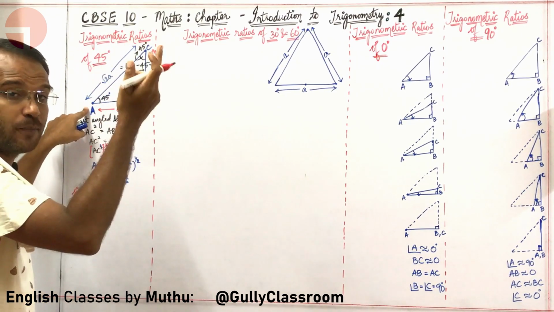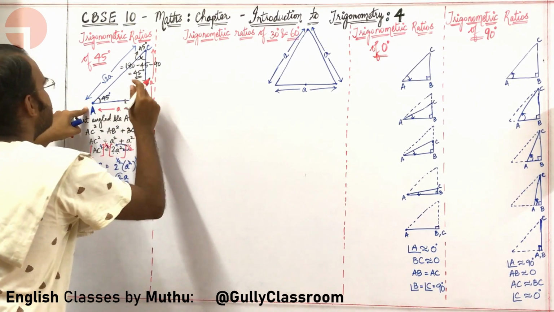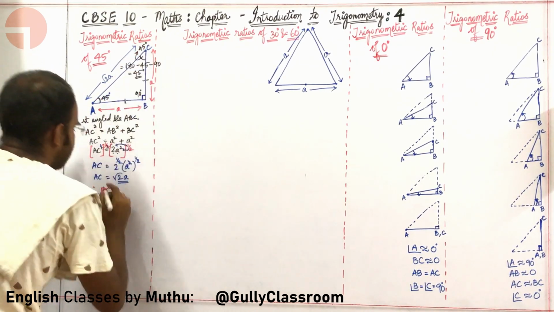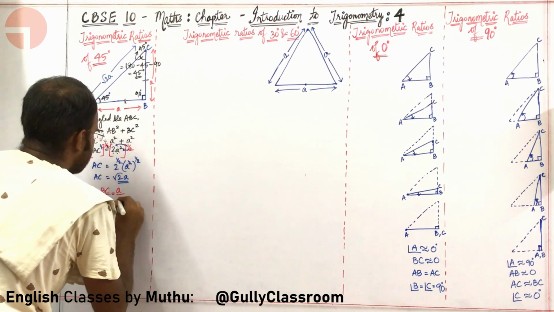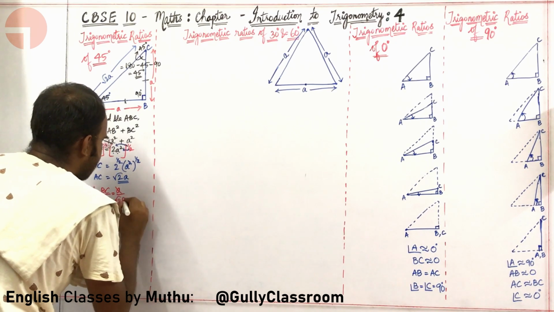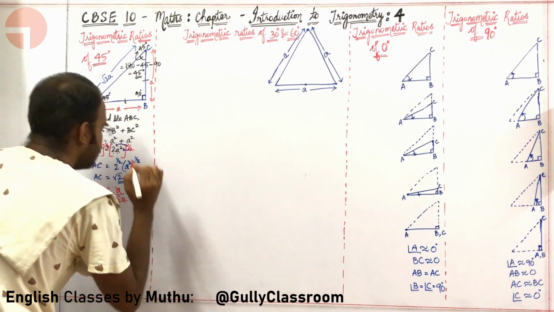With respect to A, what is sine? Sir, sine is opposite side by hypotenuse. Here it is BC divided by hypotenuse, which is AC. What is the value of BC? BC is A, AC is root 2A. A and A will get cancelled. So sine 45 can be written as 1 by root 2.